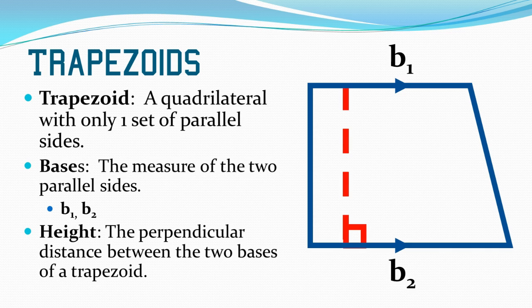So the key word here is perpendicular. It's a line that makes a 90-degree angle with one of the bases and, in this case, both of the bases. This is how tall the shape is.